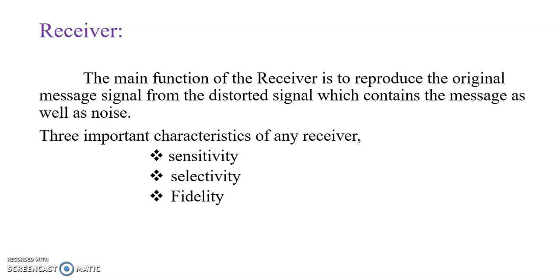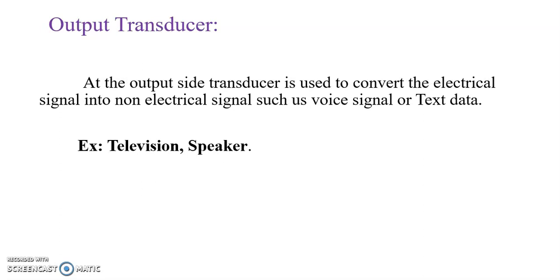Next is fidelity. Fidelity is nothing but the ability of the receiver to reproduce a replica of the originally transmitted signal. So this is known as the fidelity of the receiver. Next, at the last we have the output transducer, which will convert our electrical signals into non-electrical signals such as voice or text data. Examples are television, speakers.